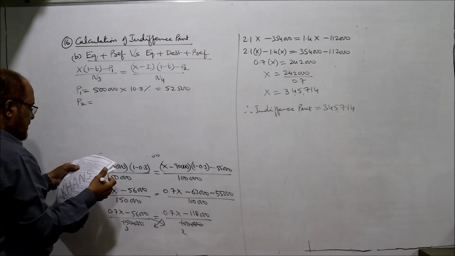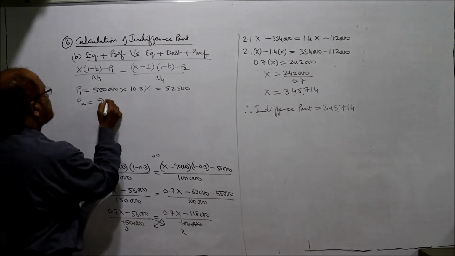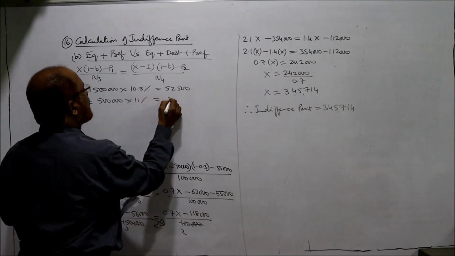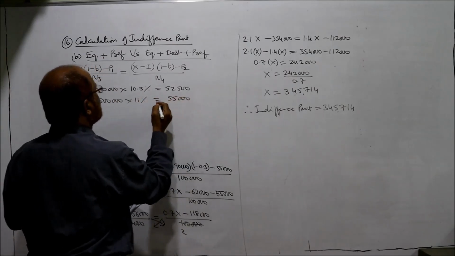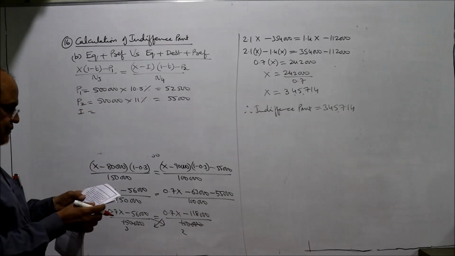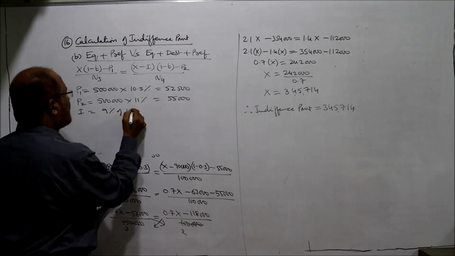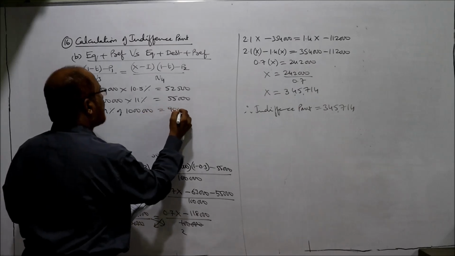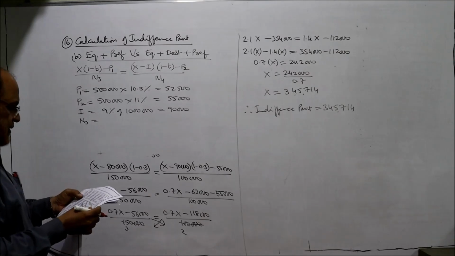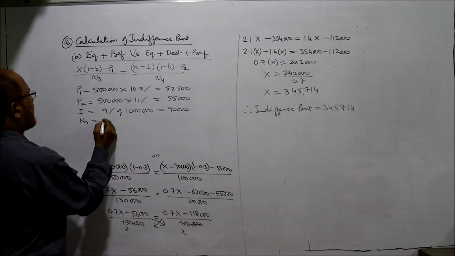Similarly, P2. Second plan, how much preferential capital? Preferential capital of rupees 5 lakh into 11%, 55,000. Then I is equal to interest on debt in the second plan, 10 lakh rupees debt at 9%, 9% of 10 lakh, 90,000. N3, equity share capital in the first plan is 20 lakh.